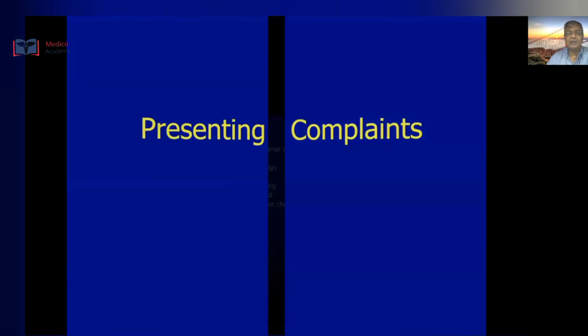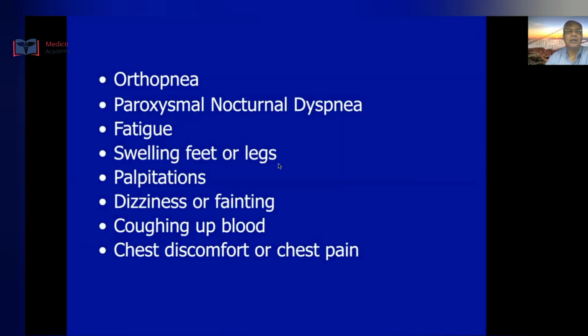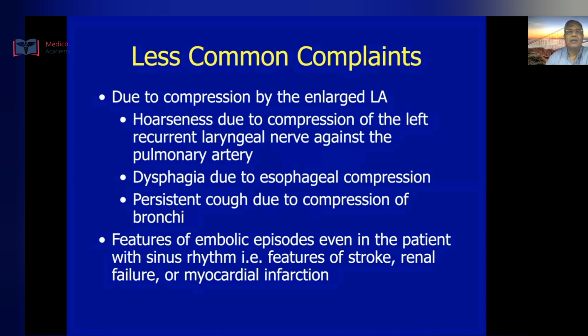So what are the presenting complaints? The presenting complaints of patients are orthopnea, paroxysmal nocturnal dyspnea, fatigue, swelling of feet or legs, palpitation, dizziness or fainting. Patients may have a history of hemoptysis, and a history of chest discomfort or chest pain. Less commonly, there may be features caused by the enlarged left atrium: hoarseness of voice due to compression of the left recurrent laryngeal nerve against the pulmonary artery, dysphagia due to esophageal compression, and persistent cough due to compression of the bronchi.